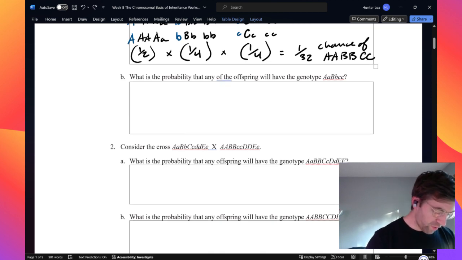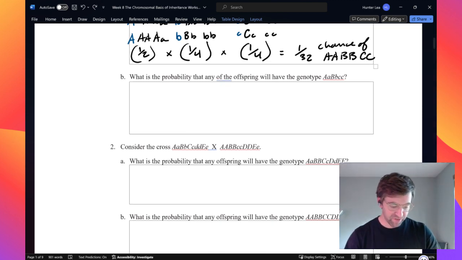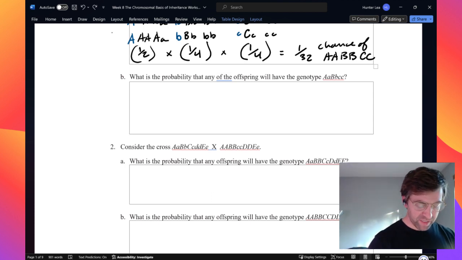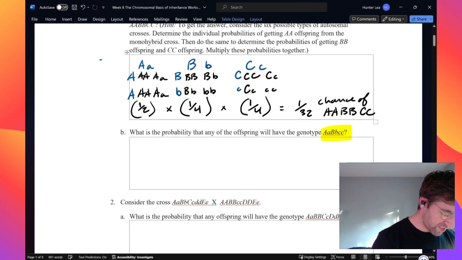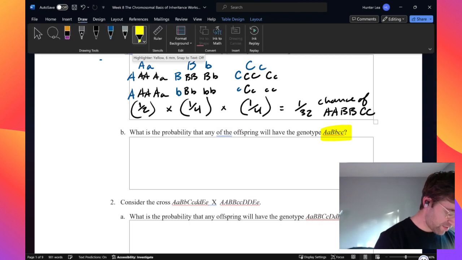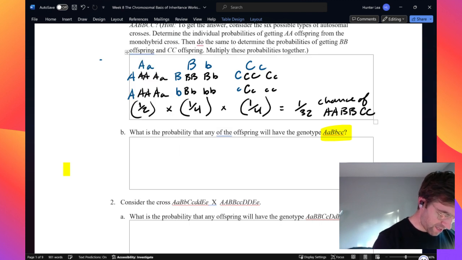Make sure you can read that. What is the probability that any of the offspring will have the genotype big A, big B, little c, little c? So slightly different outcome here. We could just look at the same Punnett squares and highlight the desired ones if we want to do this visually. So big A, 50% of those. Big B, 50% of those. Little c, so 1 in 4.